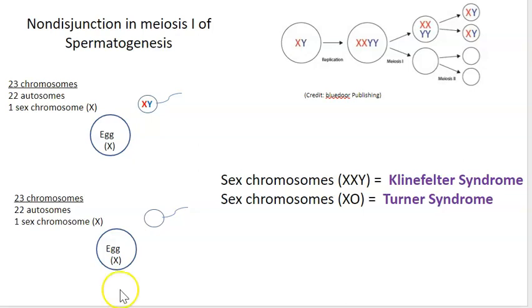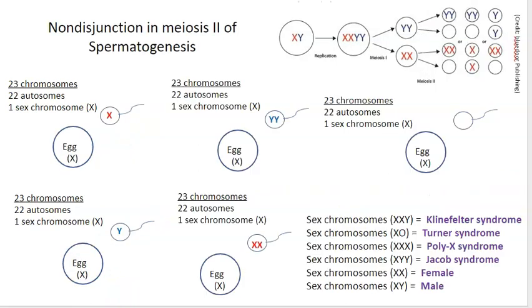Now, one thing I do want to point out when it comes to the sex chromosomes: you must have at least one X sex chromosome. If you only have a Y, the individual will not develop. We refer to that as being non-viable. So it's okay to only have one X, but you have to have at least one X in regards to your sex chromosomes. Okay, now let's look at what happens if non-disjunction happens during meiosis 2.